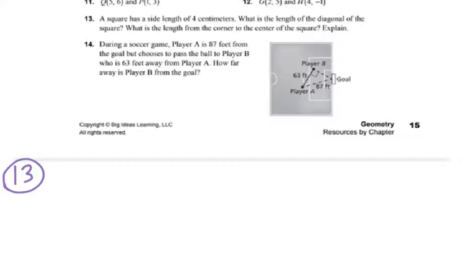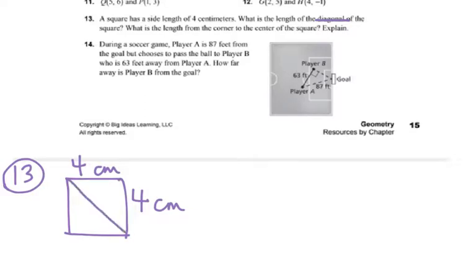Number 13, again, read the directions, especially if it's a word problem. A square has a side length of 4 centimeters. Always a good idea to just draw it. There's my square. That's my side length. What is the length of the diagonal of the square? So that would be like from here to here. That's our x. What is the length from the corner to the center?